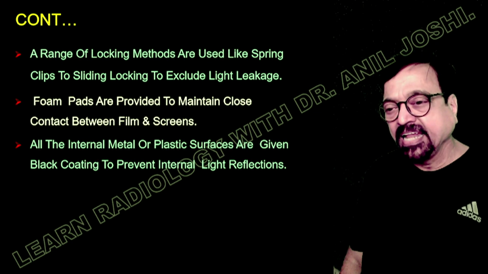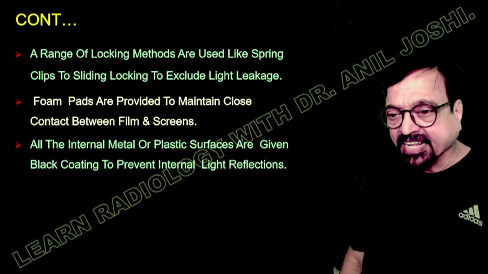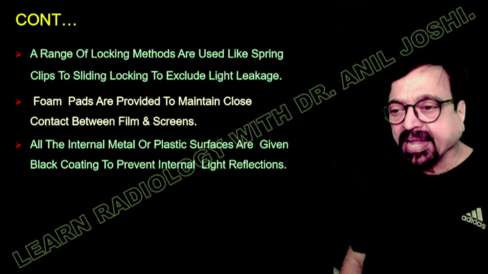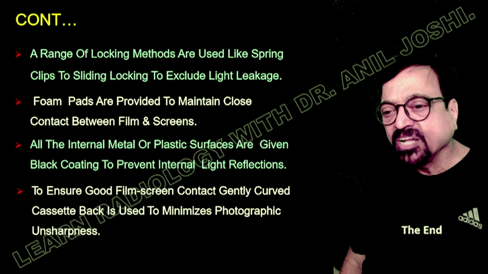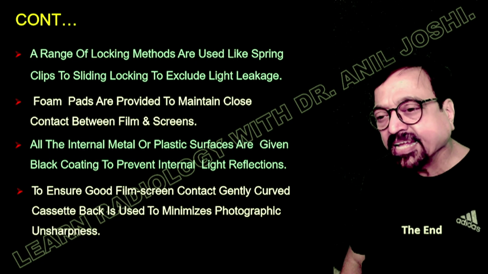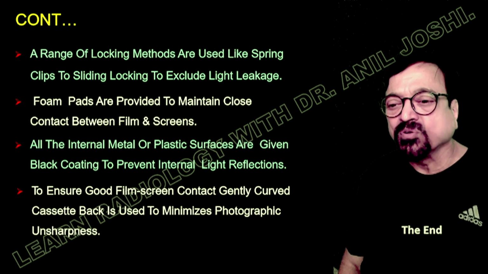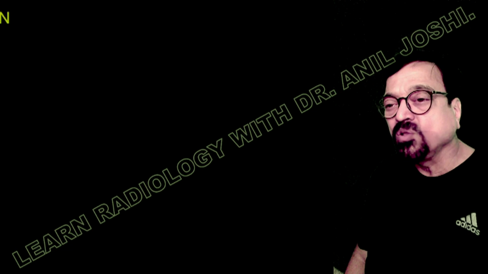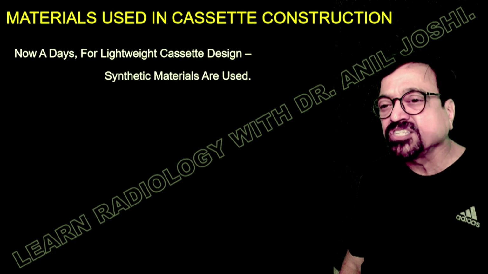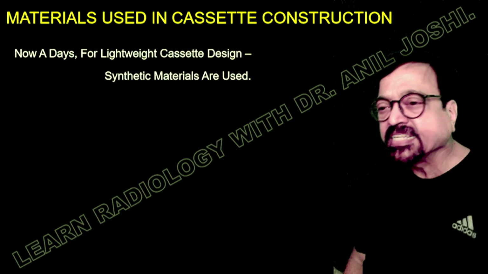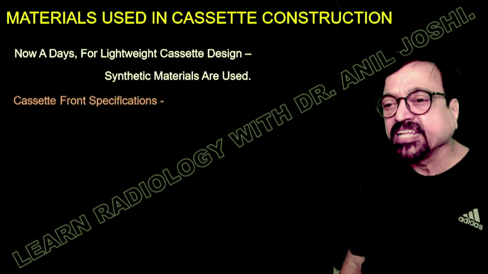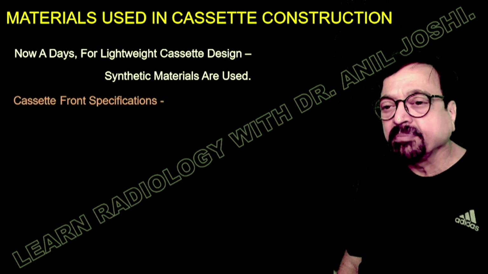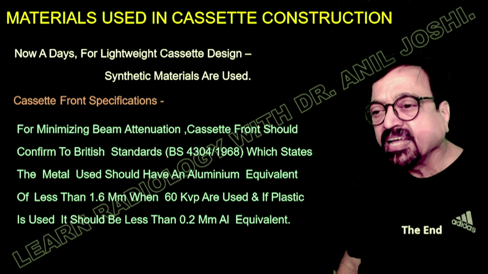All the inner material or plastic surfaces are given a black coating to prevent internal light leakage. To ensure good film-screen contact, a gently curved cassette back is used to minimize the photographic unsharpness because of poor contact. Now, the material used in cassette construction. Nowadays, lightweight cassettes are designed. Synthetic materials are used. Earlier it was aluminum, but nowadays it is some other synthetic material.